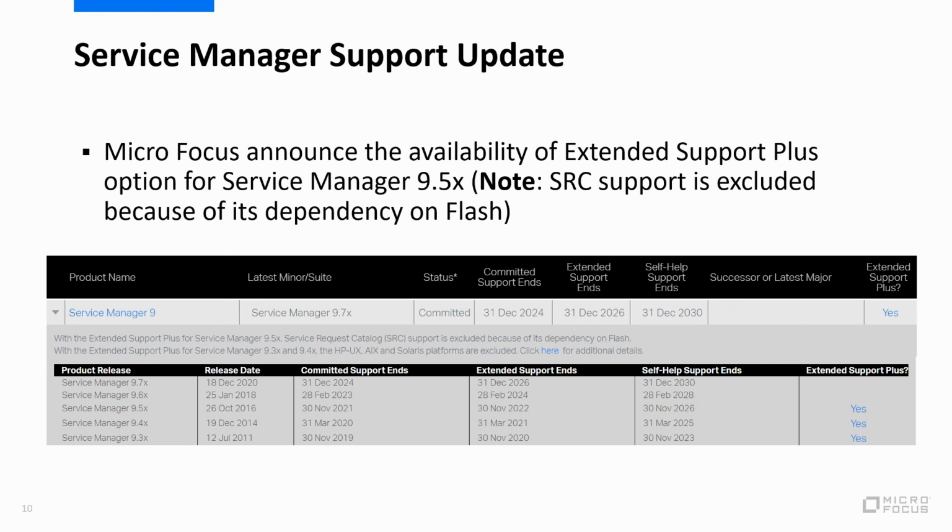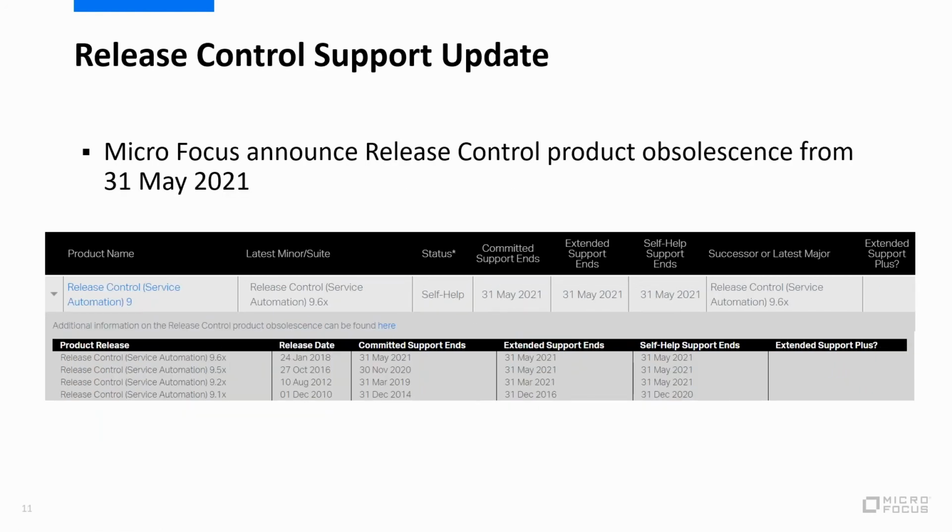But something I want to mention here is we do have one constraint: service request catalog SRC support is excluded in this ES Plus option because, as we all know, it depends on Flash, and Flash reached end of support last year. So SRC support will not be covered in the ES Plus for Service Manager 9.5x. Okay, this is for the Service Manager side. And another part is about release control.